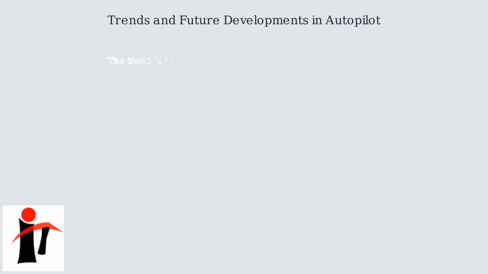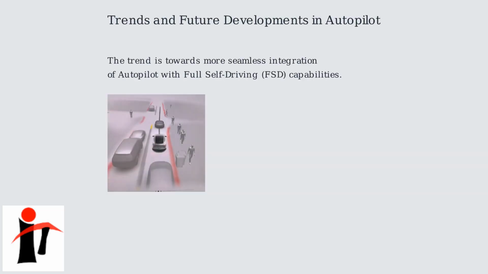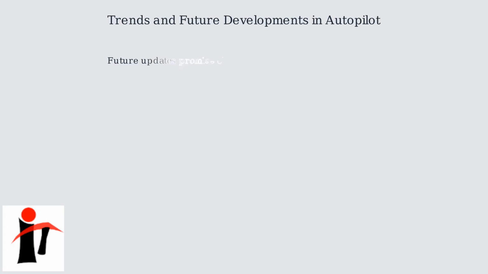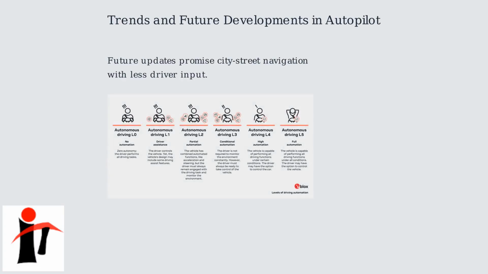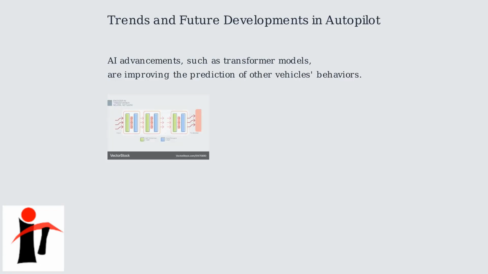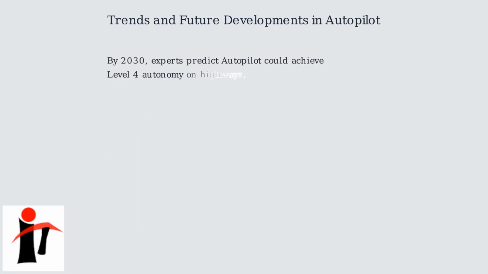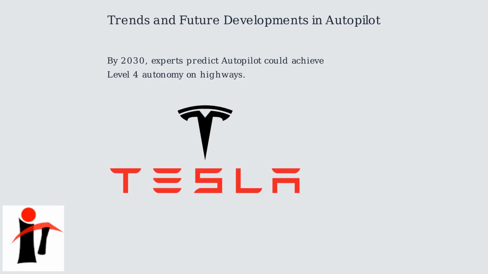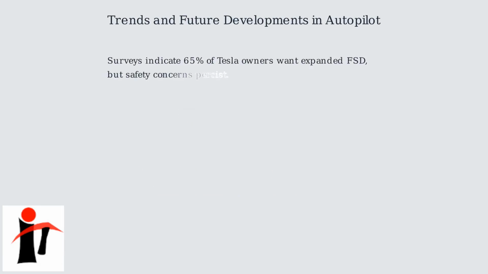The trend is towards more seamless integration of Autopilot with full self-driving FSD capabilities. Future updates promise city-street navigation with less driver input. AI advancements, such as transformer models, are improving the prediction of other vehicles' behaviors. By 2030, experts predict Autopilot could achieve Level 4 autonomy on highways. Surveys indicate 65% of Tesla owners want expanded FSD, but safety concerns persist.